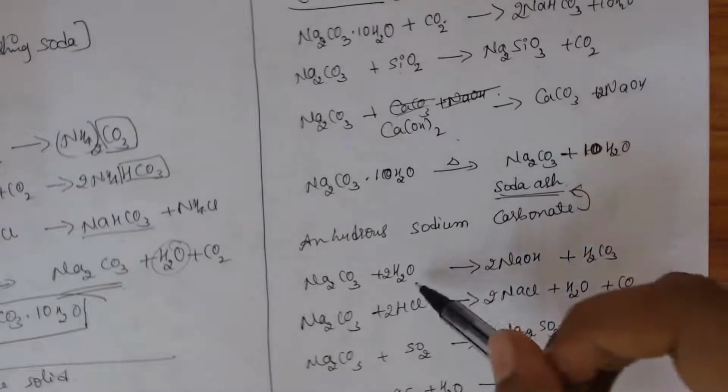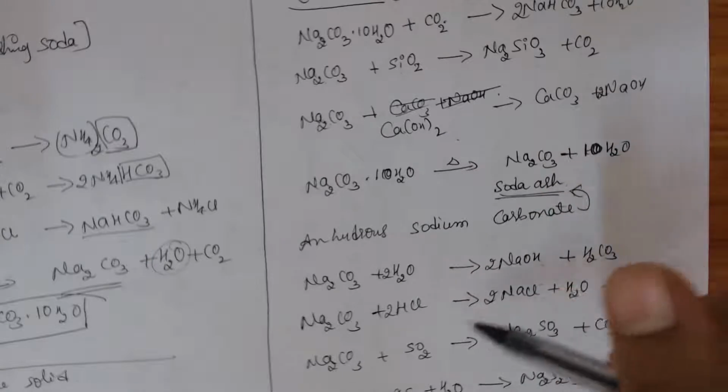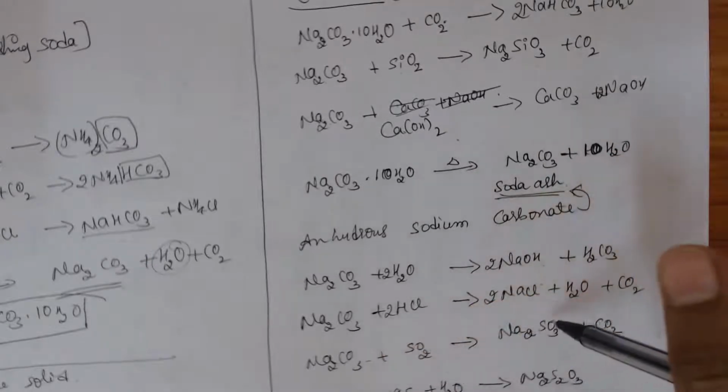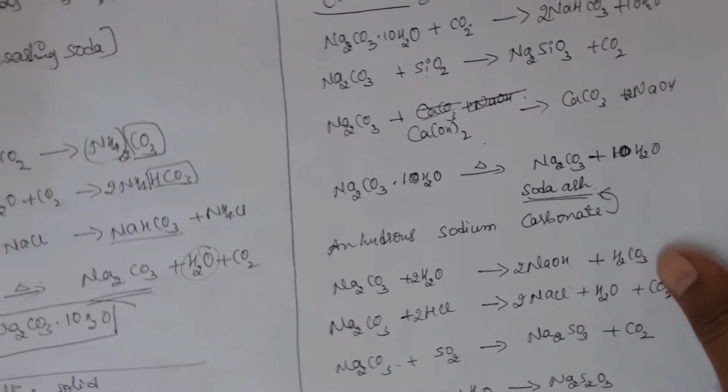Next, Na2CO3 reacts with what? H2O. It gives NaOH, and this reacts with HCl gives NaCl. Reacts with SO2 gives Na2SO3, and S gives this one. So this is all about the properties of that washing soda. Okay. So the next one is the second one.